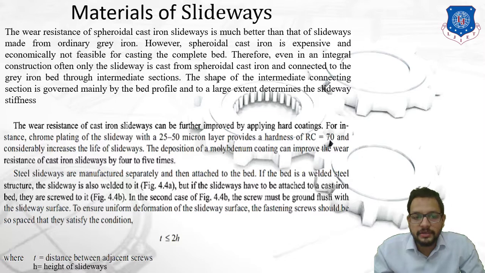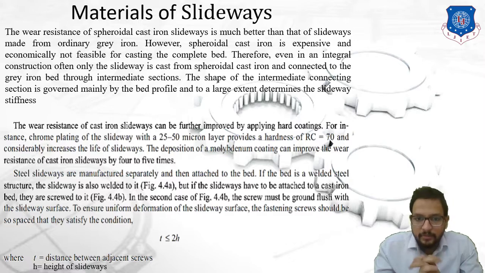Now we are going to see the construction of a bed and slideways and how they are attached. There could also be steel slideways. We can also make slideways from steel, but these are manufactured separately and then later attached to the bed. So if a bed is a welded steel structure, the slideways are also welded to it. But if the slideways have to be attached to gray cast iron, then they are screwed to it. We can understand this by seeing the figure.